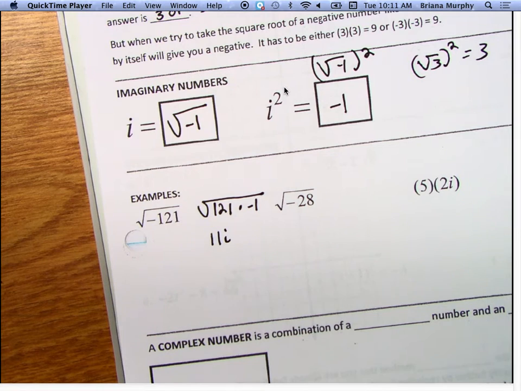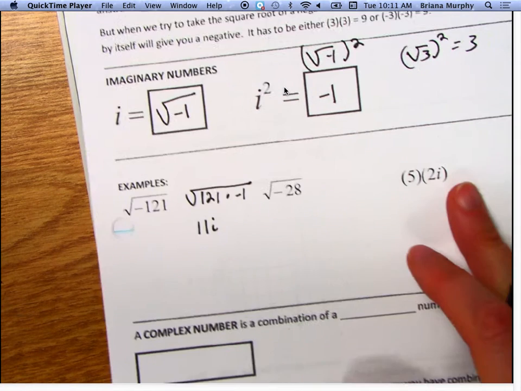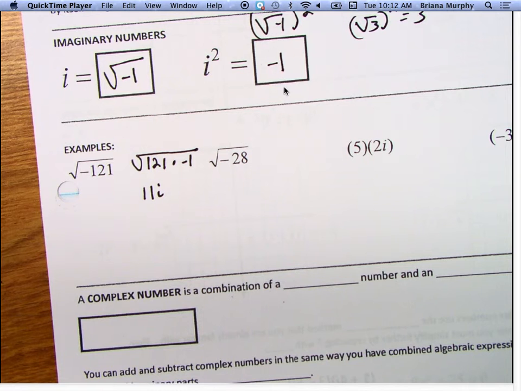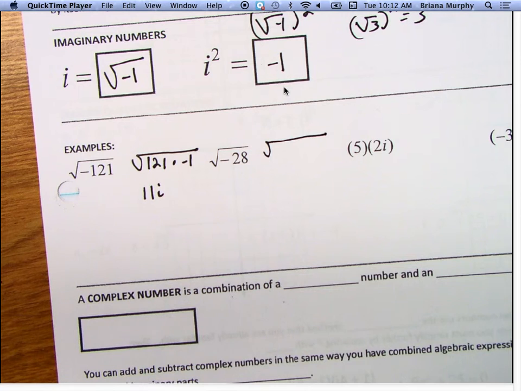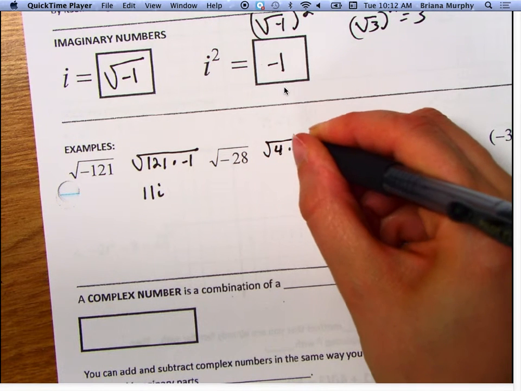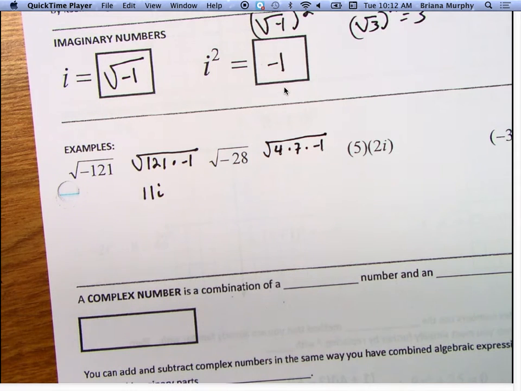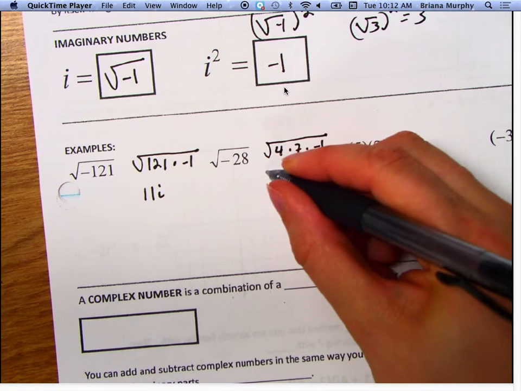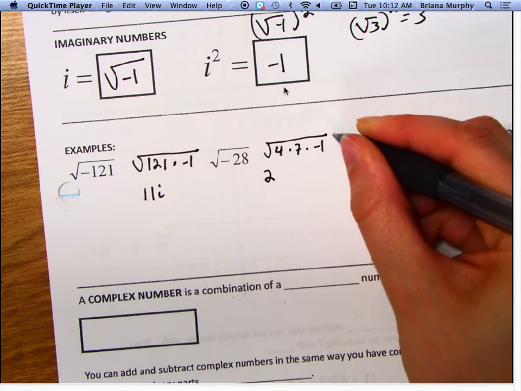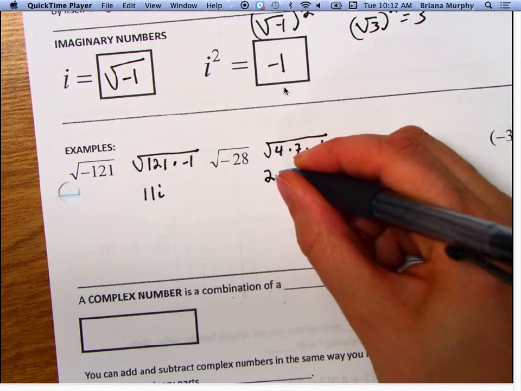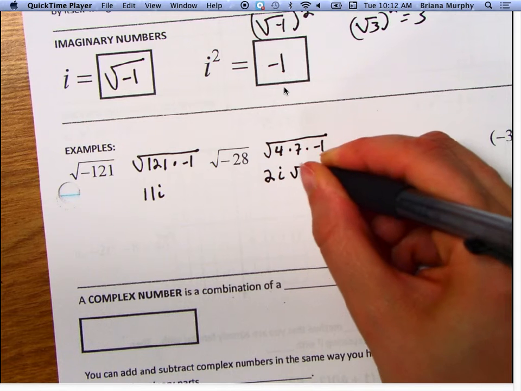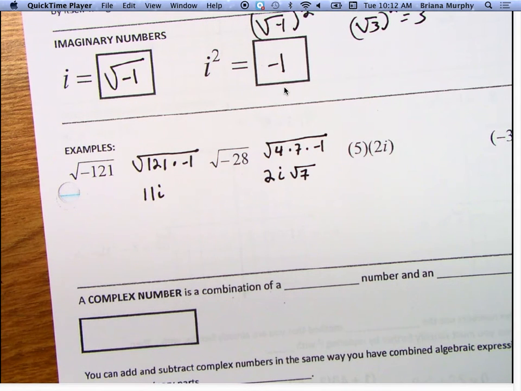So let's try it with simplifying. This is like our warm-up today, our quick poll. What two numbers multiply to give us 28? 7 and 4. 7 and 4 is good. So we've got 4 times 7 times that negative 1, right? What's the square root of 4? 2. So I'm going to take the 2 out. What about the negative 1? Can I take that out too? No. Because that's what? i. i times the square root of 7. So that's my simplified version of the square root of negative 28.